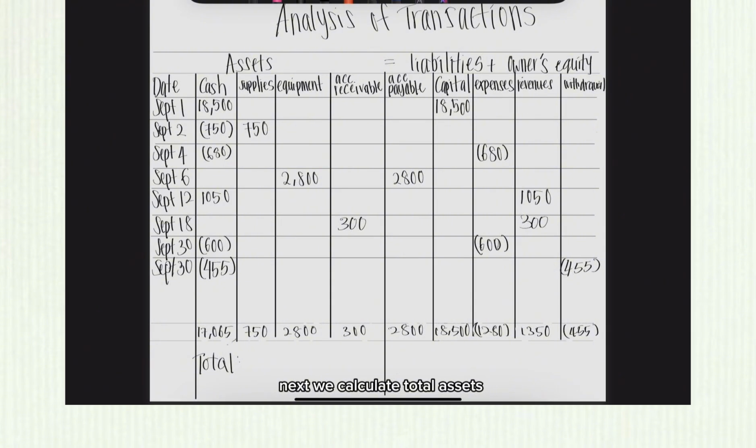Next, we calculate total assets. So the total asset, we plus the cash, supplies, equipment and account receivable. So the total asset amounts to RM 20,950.